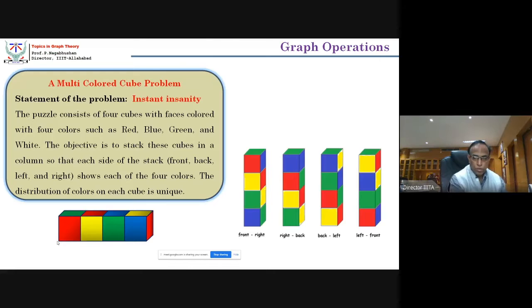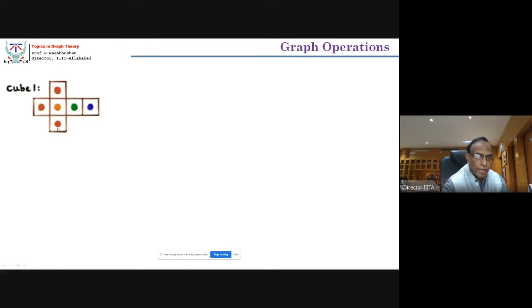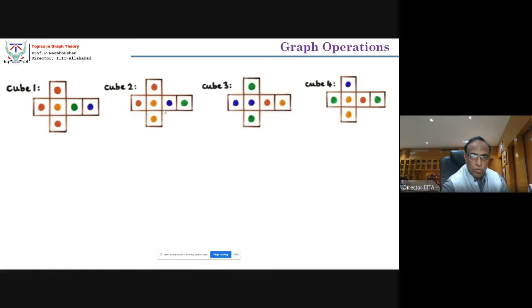The problem is to stack the cubes one above the other such that 4 colors are visible on every face. On every face, 4 colors are visible. That's the problem. I shall not go through the details, but what I'm trying to tell is that each cube, this is unfolded, all faces are visible. So here the circular marks indicate the color code of each face: red, red, red, yellow, green, and blue. And like that, there are 4 cubes.